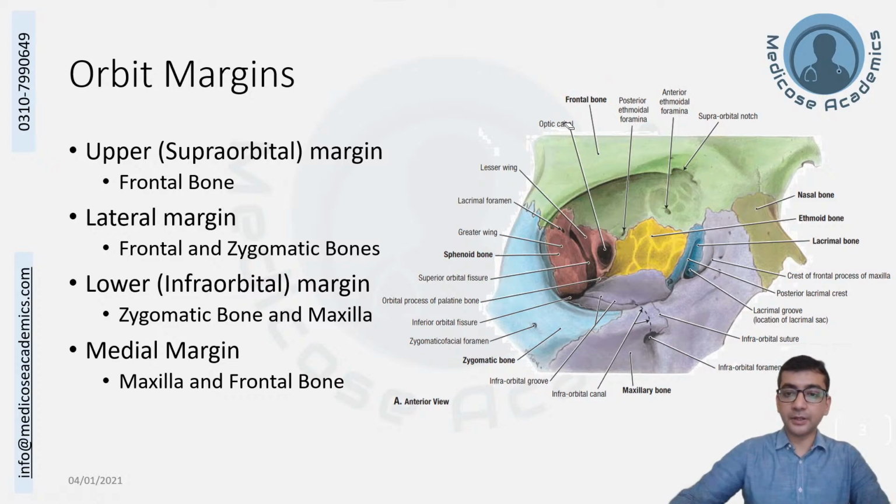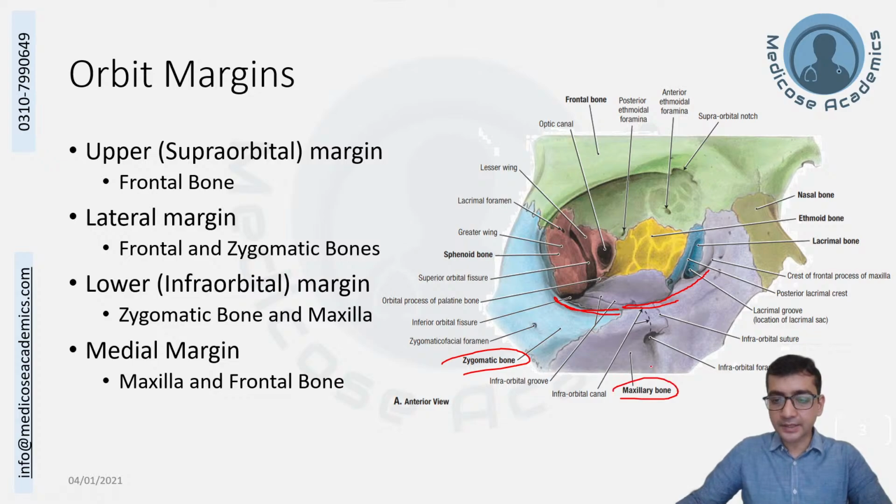When talking about the inferior margin, it is made up of two bones, as you can see from the color coding. Here, it is made up of the maxillary bone, shown by the purple here, and here it is made up of the zygomatic bone. It is made up of the zygomatic and maxillary bone. Zygomatic bone will be the strongest one in the whole of the orbit, and it usually survives when the other bones do not survive the fracture.